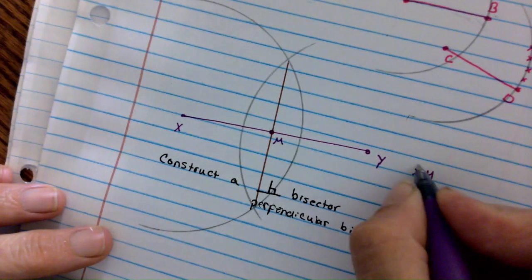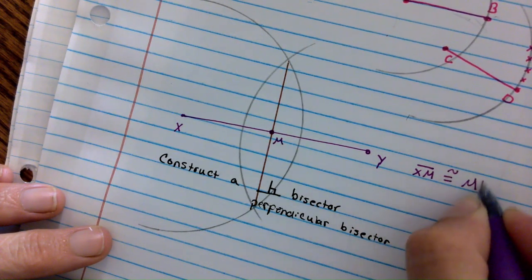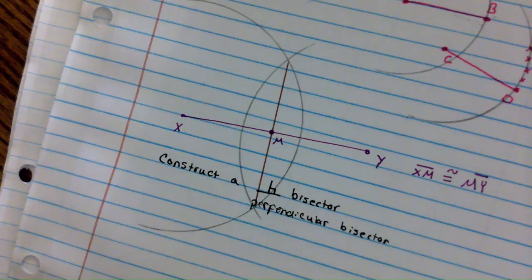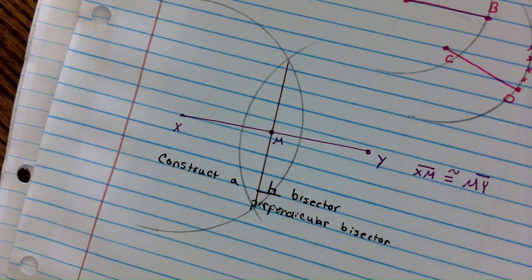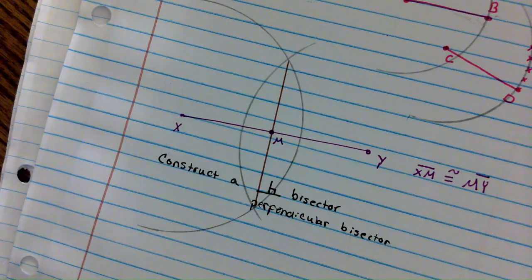XM is congruent to MY, and that's because we bisected it. So if the left side is 10 meters, the right side is 10 meters. So make sure that you know how to draw a perpendicular bisector.